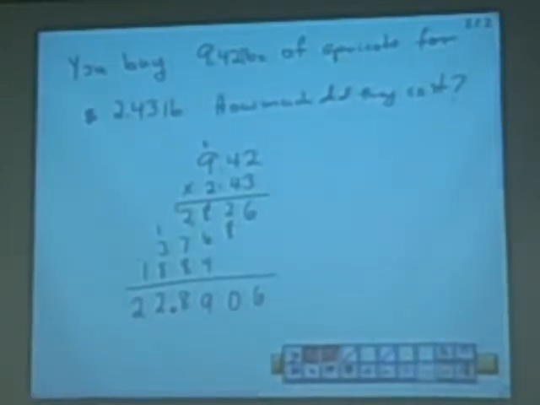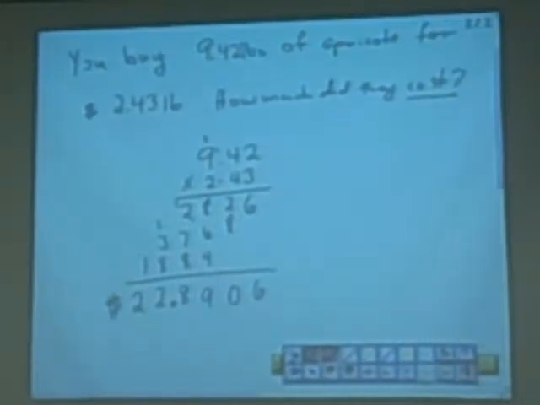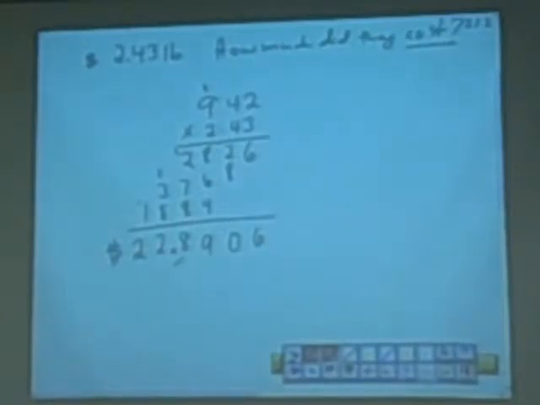So is that our answer? No, because we're working with what? Cost, right? And since we're dealing with cost, we have to round this to what? The nearest penny, right? So we draw our line, look at the next number, and so our answer is going to be 22.89.